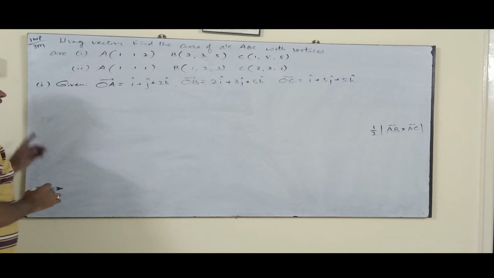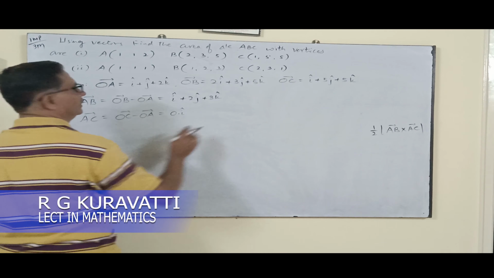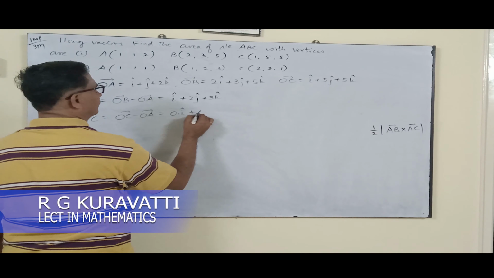Now the area of the triangle with three vertices is given by the formula 1 by 2 magnitude of AB cross AC. To find the AB vector using position vectors, AB can be written as OB minus OA. Subtract OB minus OA: 2i minus i is 1i, 3j minus j is 2j, 5k minus 2k is 3k. Next, to find the AC vector, AC is equal to OC minus OA. 1i minus 1i cancels, 0i. 5j minus j is 4j. Then 5k minus 2k is 3k.